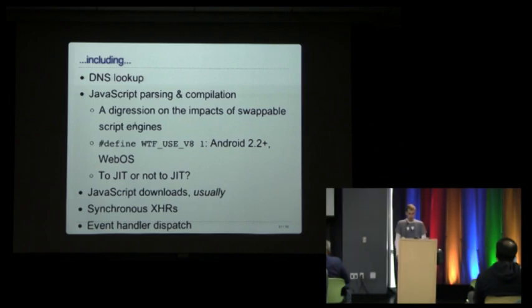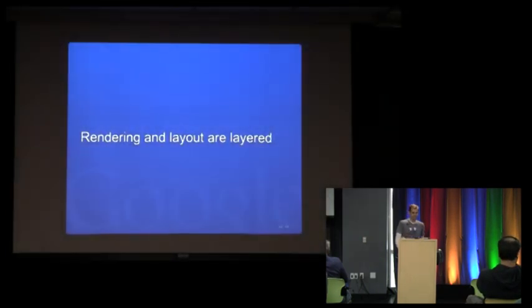All right. Synchronous XHRs, everybody knows how evil and bad those are for performance. They're much, much worse when you have an 800 millisecond RTT. Okay, all right. Let's talk about rendering, because this is where all the sexy happens.